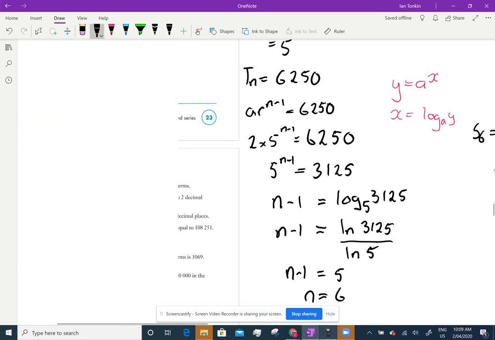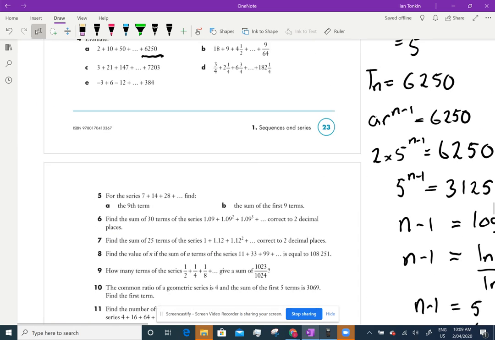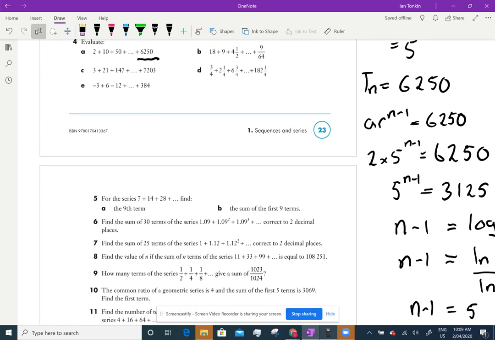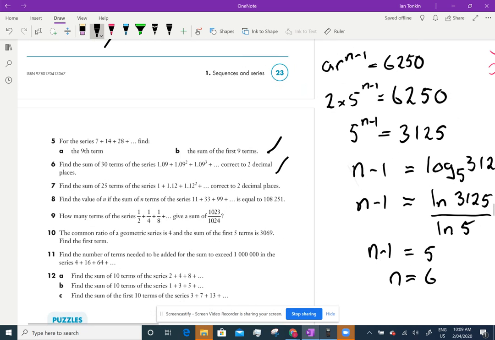All right. Most of these will be the same. They'll all be the same. Here, doesn't matter, you're going to have a negative. Here, find the ninth term. That's easy. It's T of 9. You got a, you got r. That's quite easy. Find the sum of the first 30 terms here. I might do this one because it's got a decimal in it, but it's not that hard.